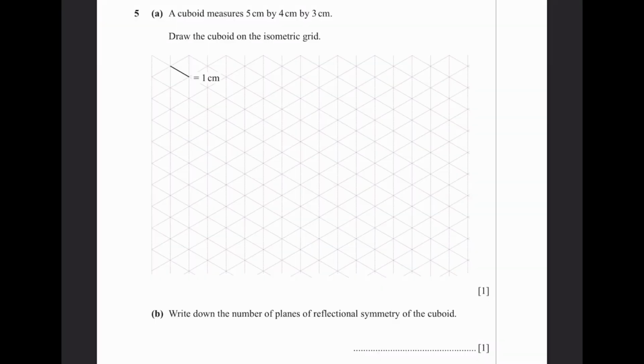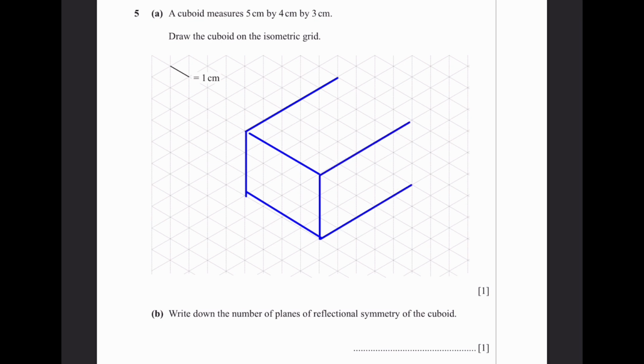Question 5a. A cuboid measures 5 centimeters by 4 centimeters by 3 centimeters. Draw the cuboid on the isometric grid. Alright, so you have 5 centimeters, and that means 5 of these lines. Just draw it right there. And now we need 4 centimeters, like this. 3 centimeters, like that. And now we just finish the cuboid. 5, 5, 3, and 4. So this is the cuboid.